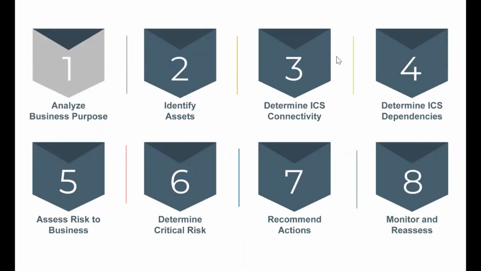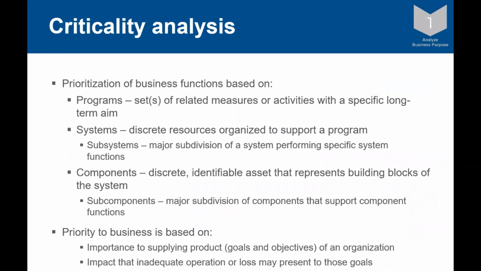Now that we've already discussed the components of an evaluation, let's actually discuss the steps and the methodology we've identified within those components. And the first one is to analyze the business purpose. We'll start with taking a look at the criticality of the functions within that business. And we'll do that based on three levels: programs, systems, and components. We'll then take a look at the priority of the organizational programs, the supporting systems and components, based on the goals and objectives of an organization.